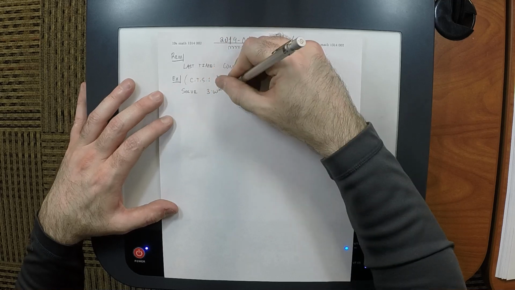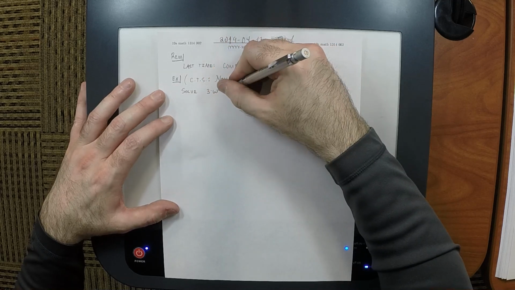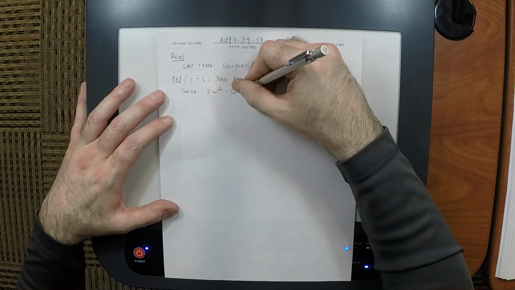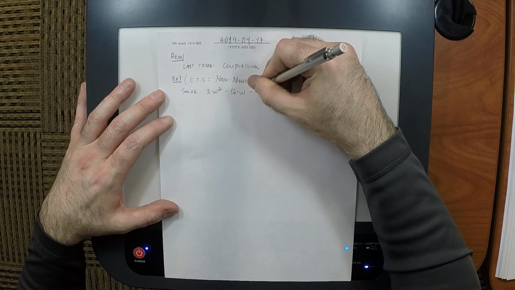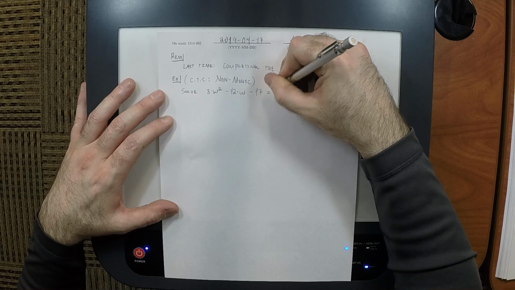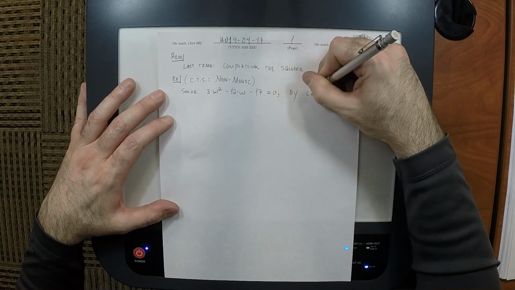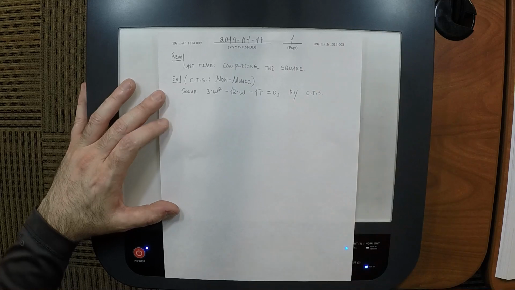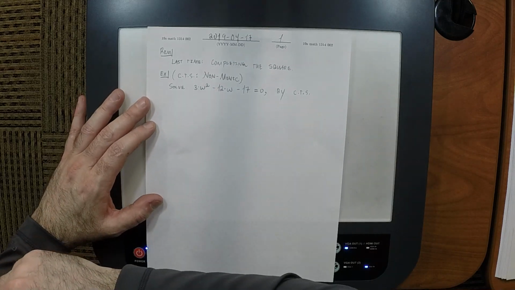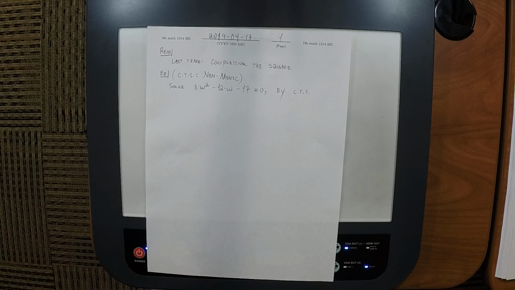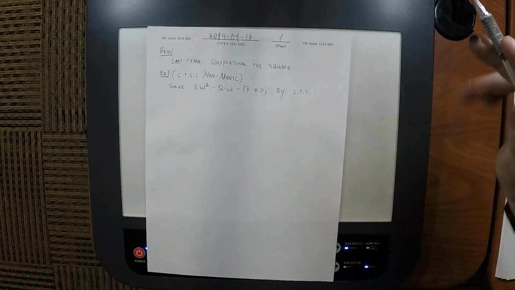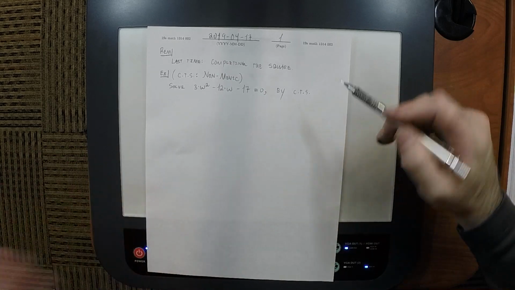3w squared minus 12w minus 17 is equal to 0 by completing the square. So on the one hand, because the instructions specifically say do it this way, you've got to do it that way.